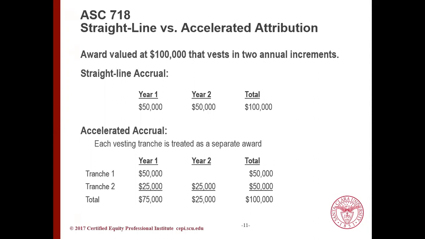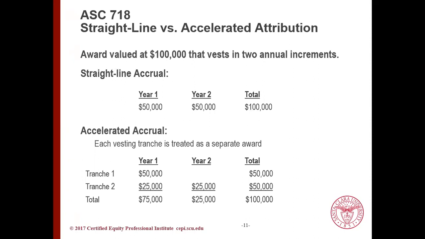Companies can make a policy decision as to whether they want to use straight line accrual or accelerated accrual. Whatever they decide, they have to be consistent. So they have to use the same approach for all of their equity awards. And it's difficult to change your decision once you've made it. So for those of you that are working for companies that have had equity plans for a while now, maybe they already had their plans in place when you came in, this decision has already been made and you just have to keep doing what was decided in the past.